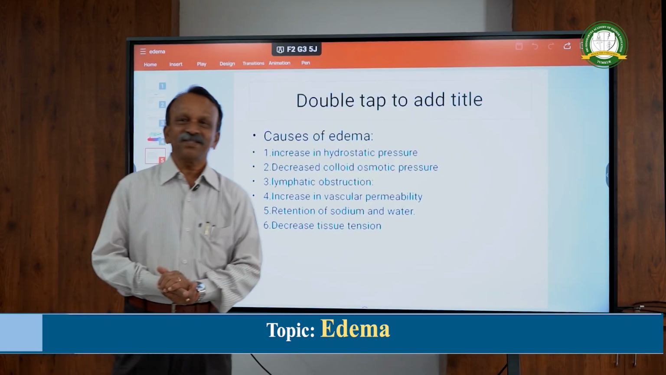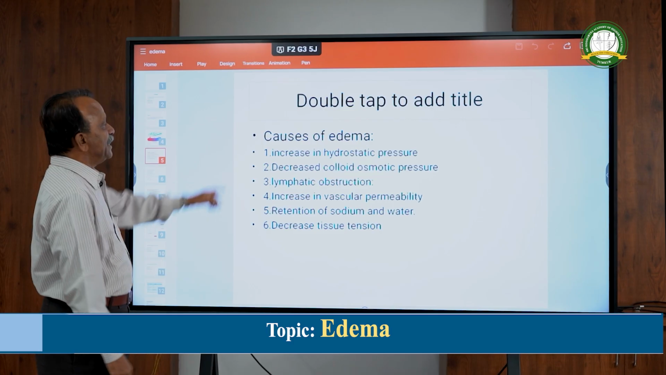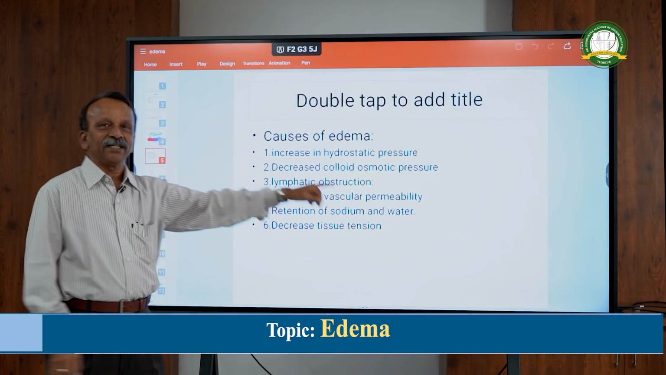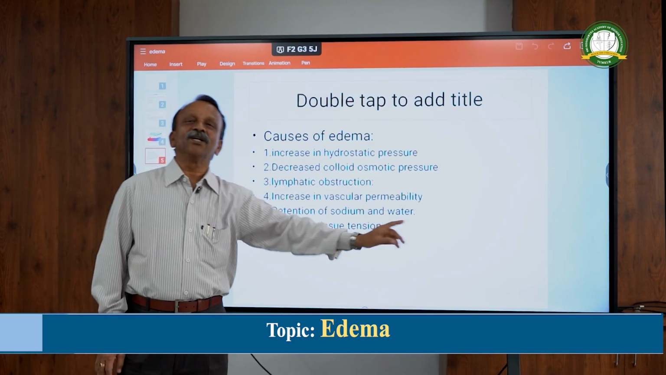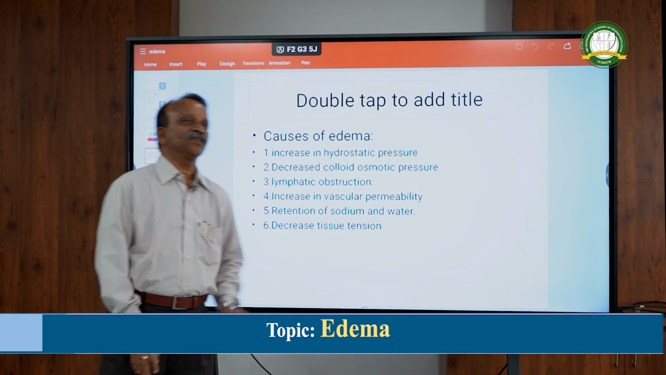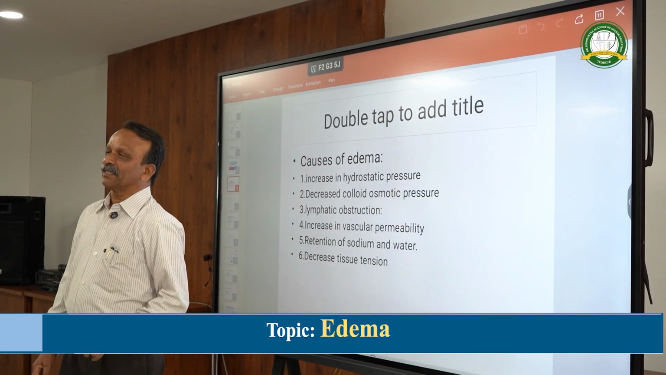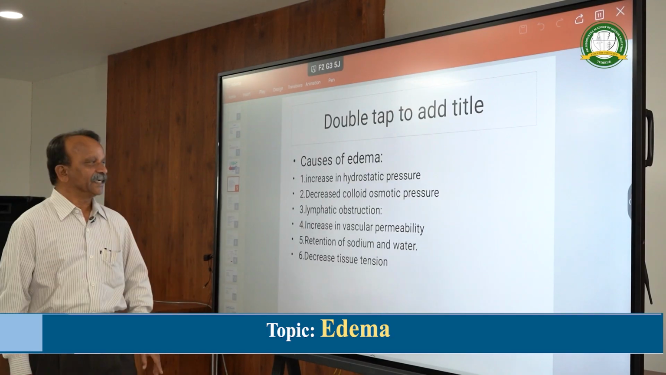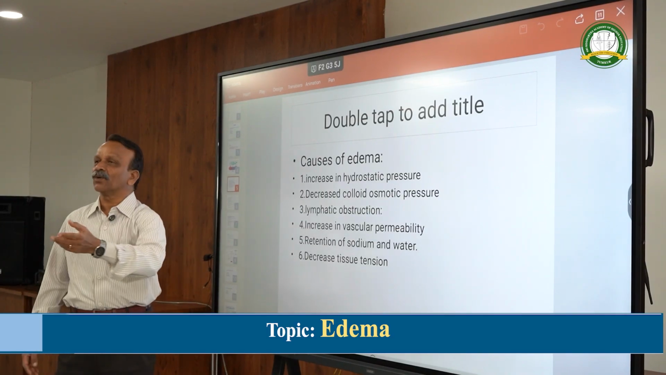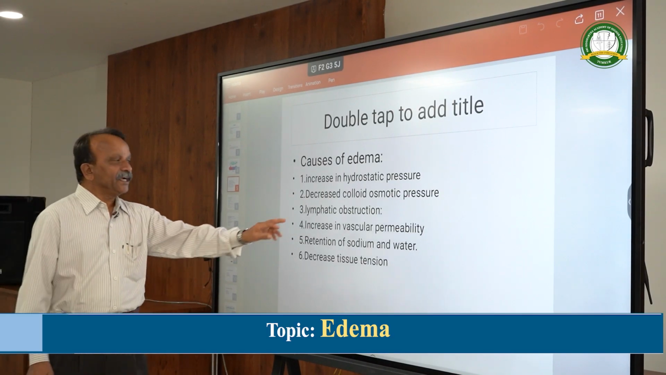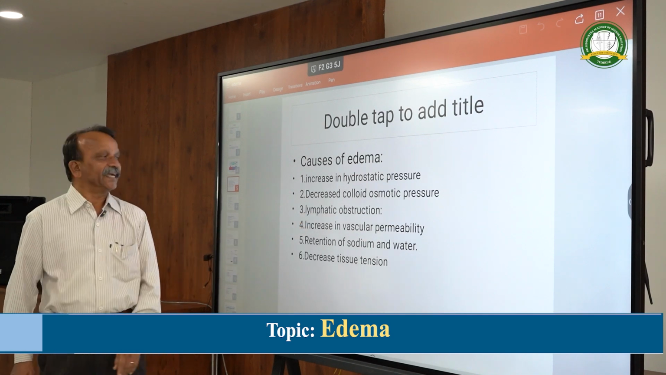Coming to the causes of edema. As I told, an increase in the hydrostatic pressure is one of the causes for edema, and a decrease in the colloid osmotic pressure is the second cause. And the third one, as I told, is lymphatic obstruction, that is also one of the causes for edema.